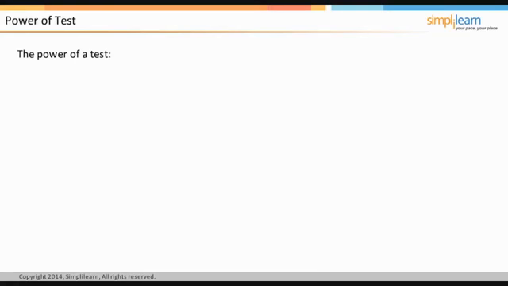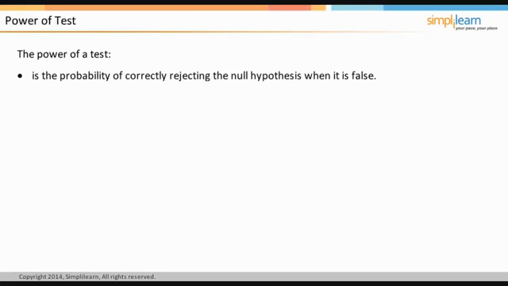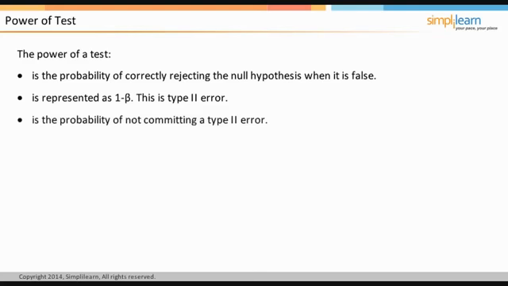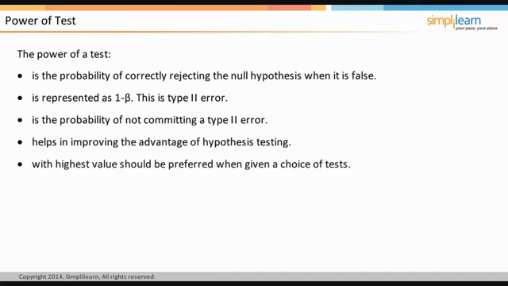The power of a hypothesis test, or the power of test, is the probability of correctly rejecting the null hypothesis when it is false. Power of a test is represented by 1 minus beta, where beta is the type 2 error. The probability of not committing a type 2 error is called the power of a hypothesis test. The power of a test helps in improving the advantage of hypothesis testing. The higher the power of a test, the better it is for purposes of hypothesis testing. Given a choice of tests, the one with the highest power should be preferred.